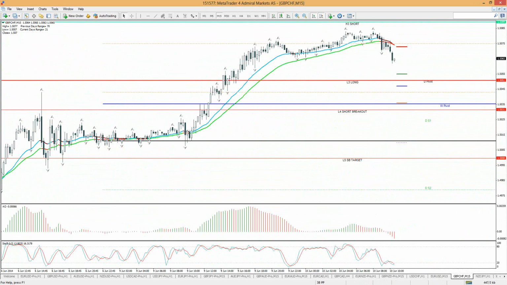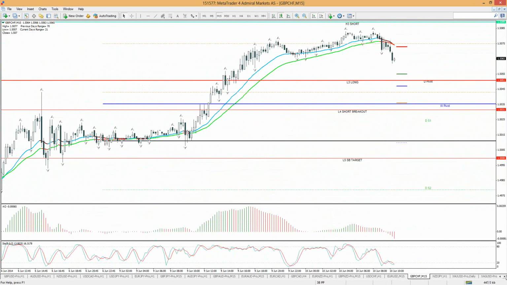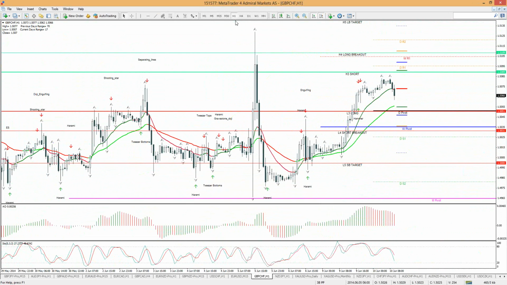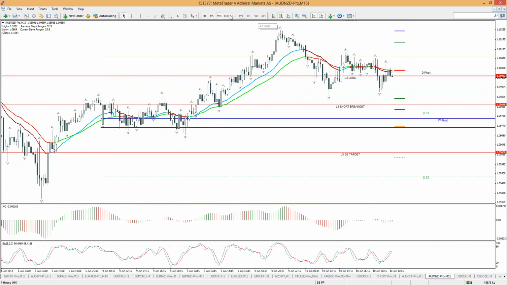This is the Pound Swissy. Pound Swissy lost its upside momentum on the 15, still has it on the hourly. New Zealand yen, let's take a look. New Zealand yen has a monthly pivot close by. The AUD yen looked better to me than the New Zealand yen. We can take a look at the AUD New Zealand too to see how they are aligned.